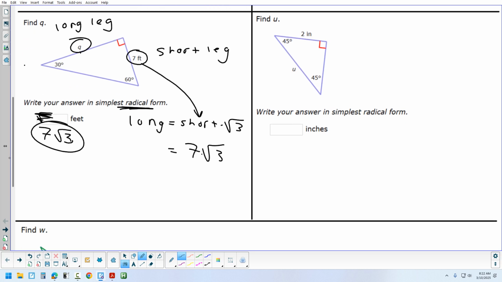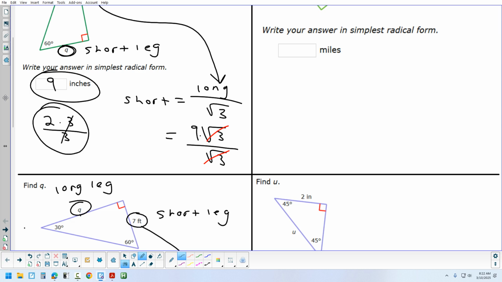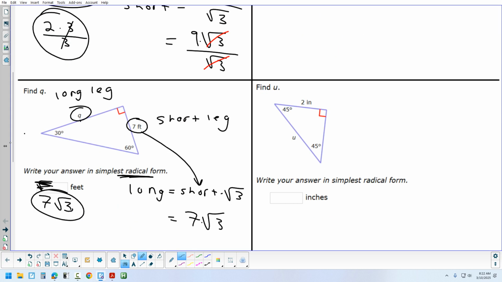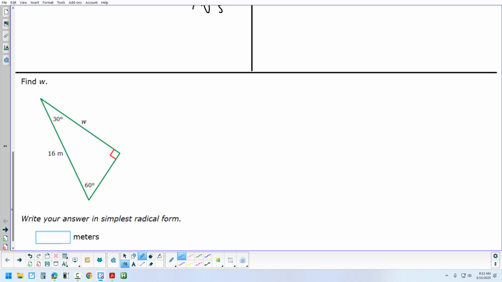Let's try the last one for the 30 and the 60. So in the top one, I had you guys calculate the short leg. In the middle one, I had you calculate the long leg. In the bottom one, well, let's see what they have us find here.